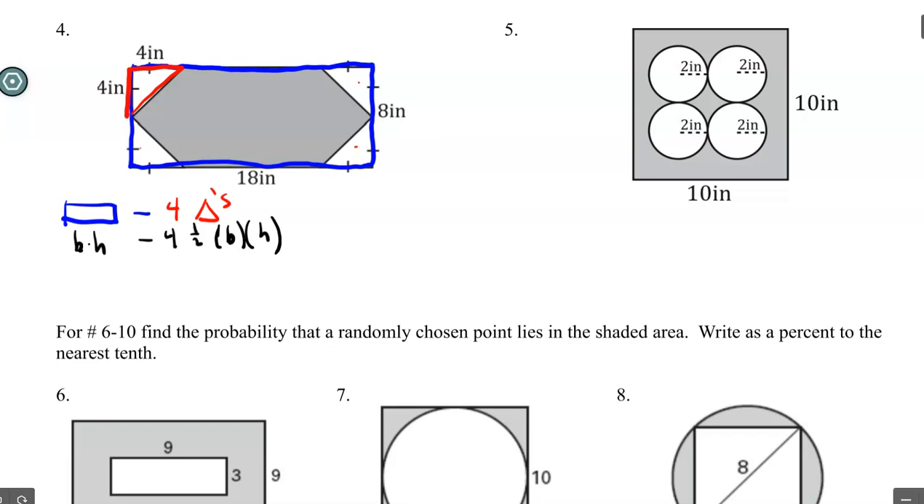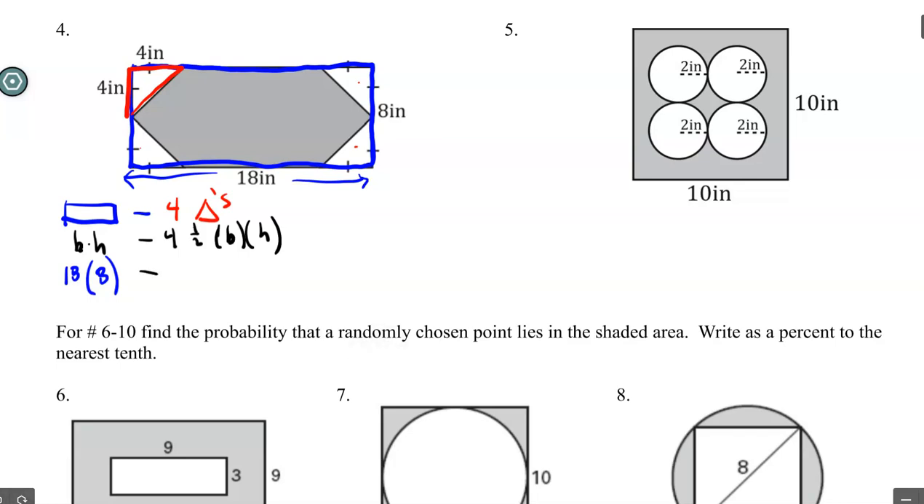Well, for the rectangle, it looks like the base is 18. That 18 is kind of hard to tell. I'm going to assume that it goes the whole distance. You may have looked at it and assumed it was right here, which I'd have to accept as an answer. But let's pretend 18 was the full thing. So I'm going to go 18 times the height, which is 8.